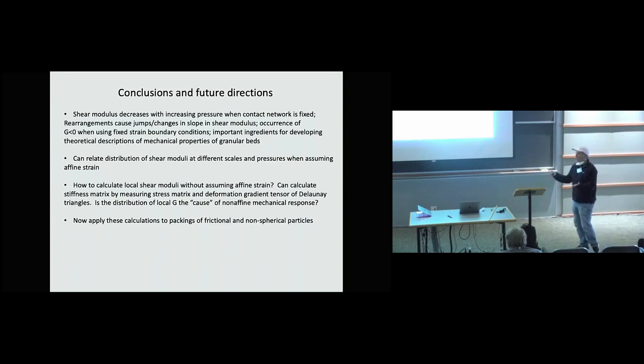We talked in detail about relating the distribution of shear moduli at different scales, and what assumptions go into that, and what you need to think about. We want to calculate the local shear moduli without assuming an affine strain. And the other thing is that we're now moving in the direction of applying all these calculations to frictional and non-spherical particles, and I'd be happy to answer questions about that. Thank you.